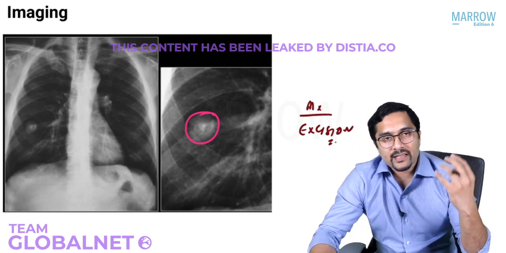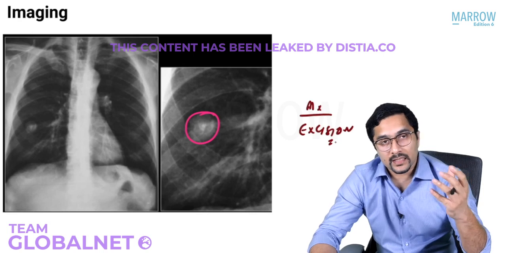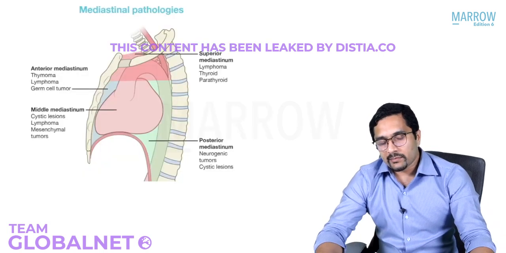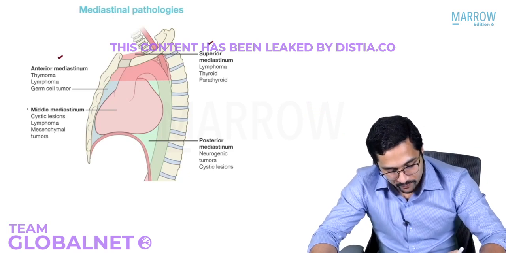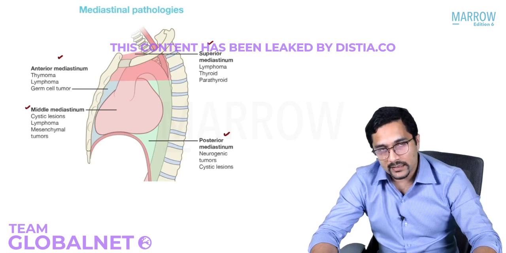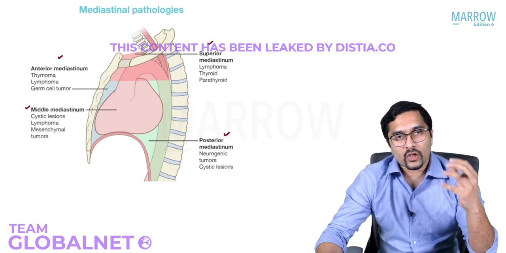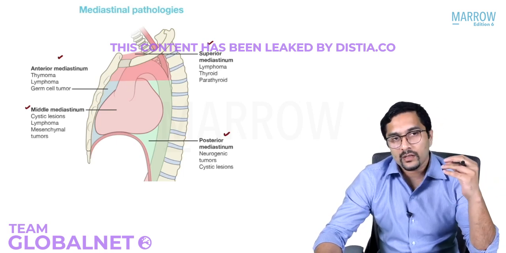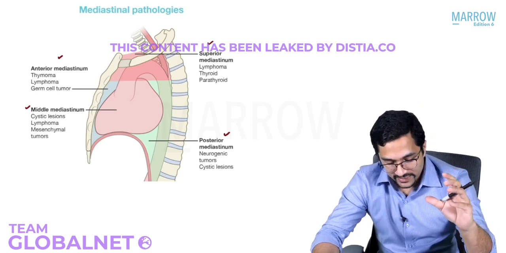Now, the next thing which I want to talk about is something from which questions have been asked in the last 3 years, and these are mediastinal tumors. So you know that the mediastinum can be divided into a superior mediastinum, anterior mediastinum, middle mediastinum, and posterior mediastinum. Now, you need to know which tumors are common in each part of this mediastinum, and then we'll talk about thymomas and mediastinal germ cell tumors in a bit of detail.